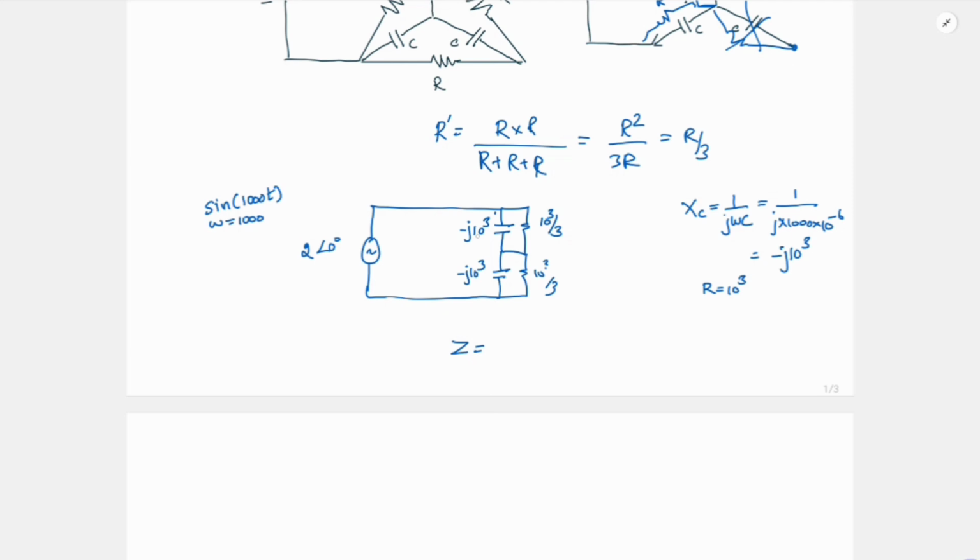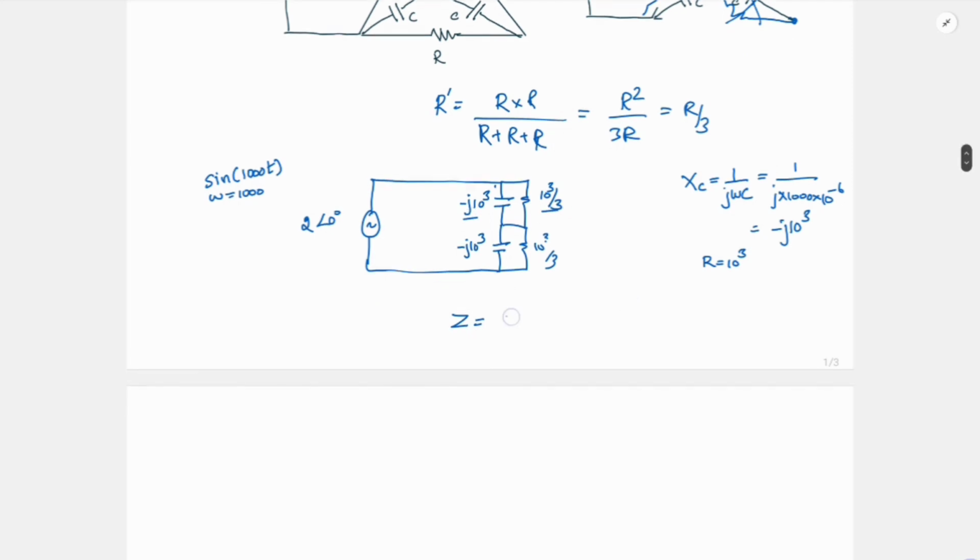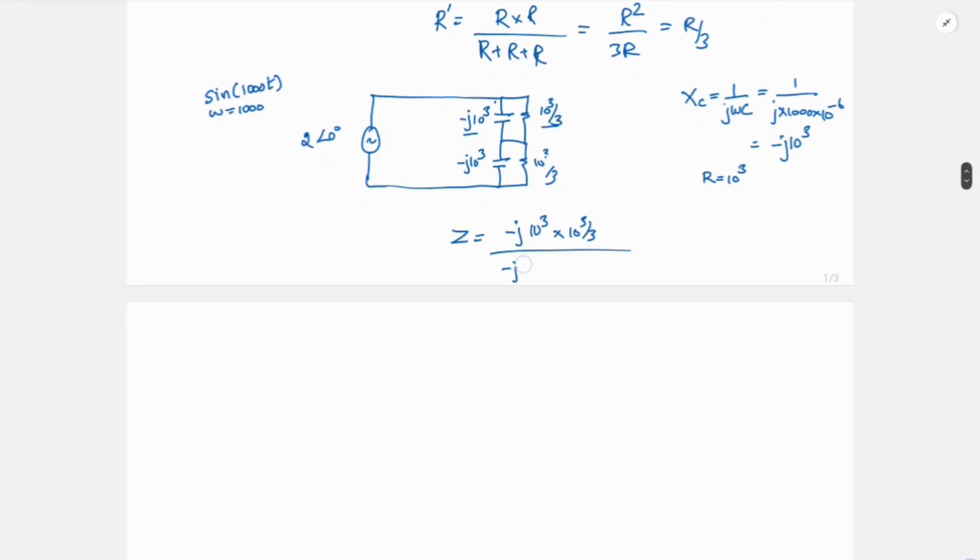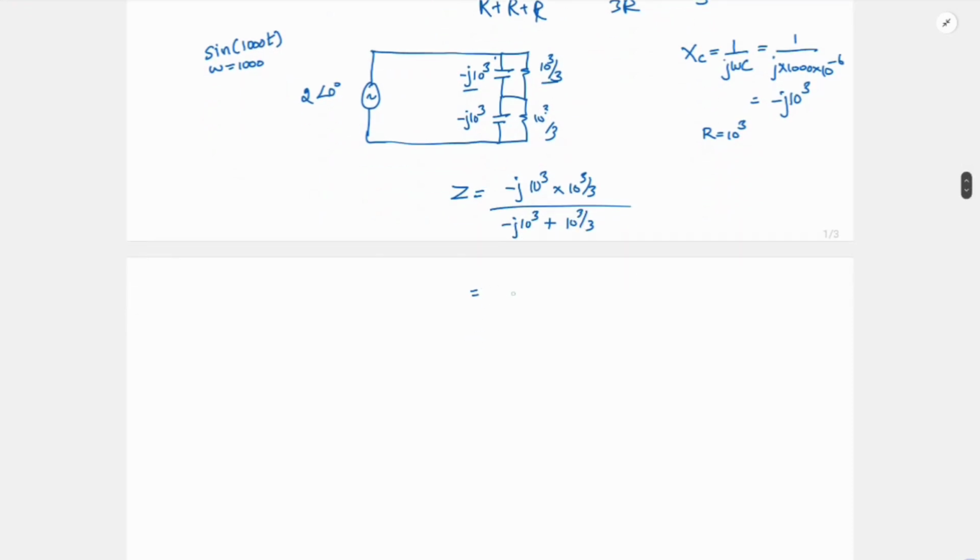If I take my Z to be the parallel combination of these two, what will I get? Minus j 10 power 3 into 10 power 3 by 3, divided by minus j 10 power 3 plus 10 power 3 by 3. If I try to simplify, I'll get minus j 10 power 6 by (minus j 10 power 3 into 3 plus 10 power 3). So 10 power 3 I can again cancel. Then it becomes minus j 10 power 3 by (1 minus 3j).